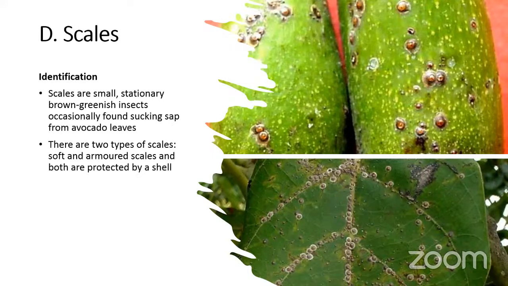What control measures should we implement? Number one, conserve natural enemies.